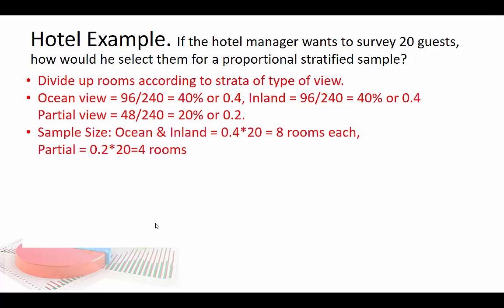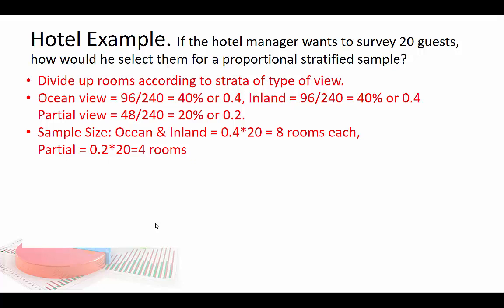So your sample size, well, what you're going to do for ocean and inland, those are both 40%, so we just need to do one calculation. 0.4 times 20, so we're going to do 8 ocean rooms and 8 inland rooms. For the partial view rooms, that's 20%, so we go 0.2 times 20, that gives us 4 rooms.